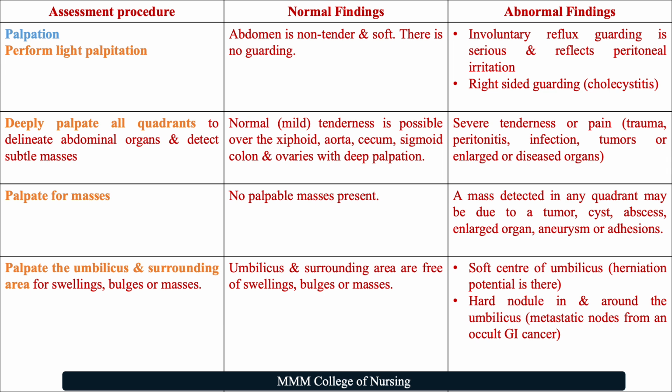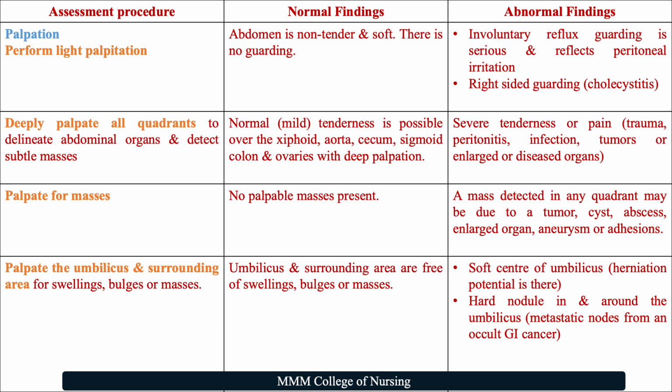Next, palpate for masses. No palpable masses are present normally. Abnormal findings show a mass detected in any quadrant may be due to a tumor, cyst, abscess, enlarged organ, aneurysm, or adhesions. Next, palpate the umbilicus and surrounding area for swelling, bulges, or masses.